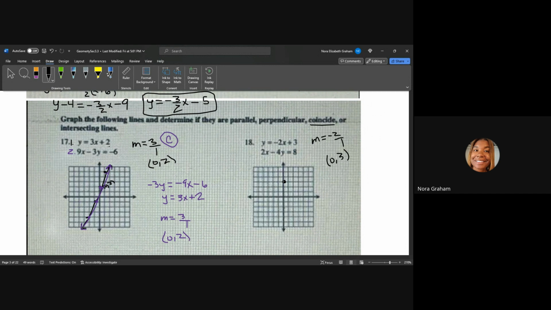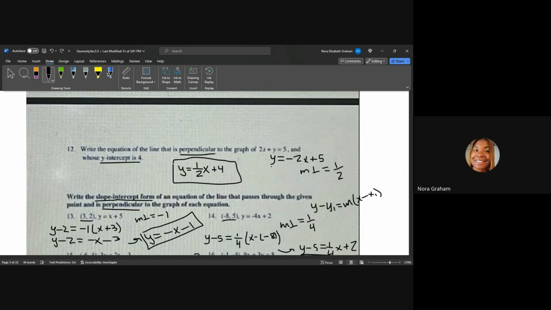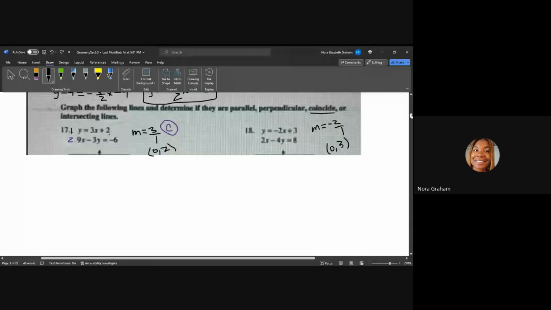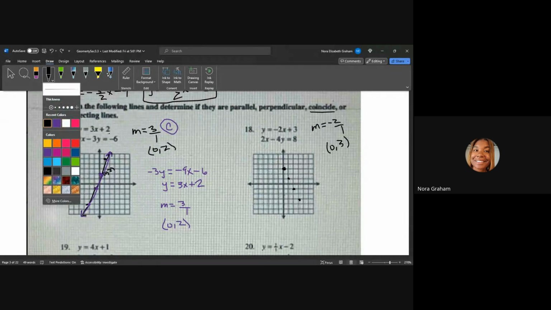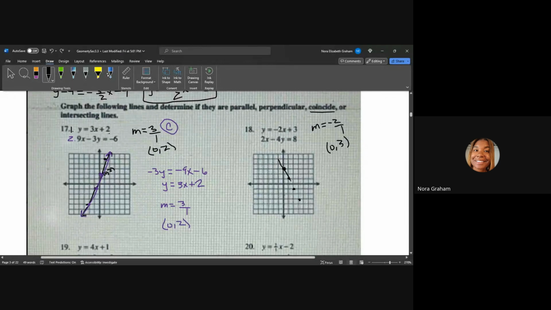So that means that I'm going to go down 2, 1, 2, and then to the right 1. And I do that same thing, down 2, 1, 2 to the right 1. Same thing, down 2, 1, 2 to the right 1. Okay. And that's my line here. It's not the prettiest line, but it's a line. All right.